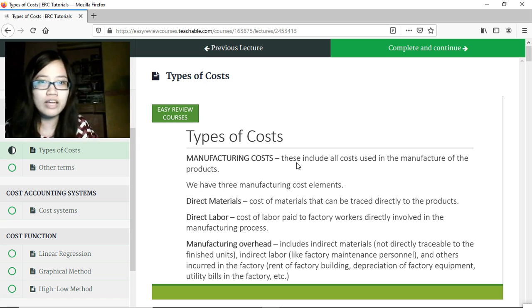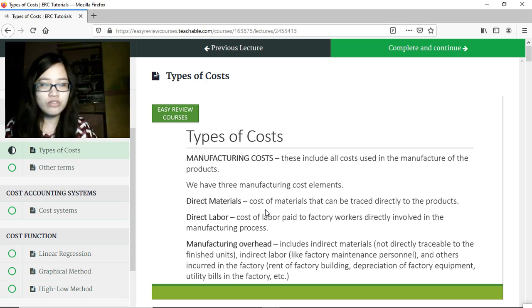So to begin, we have the types of cost. First is the manufacturing cost, since we're involved in determining the cost of the products that have gone through a manufacturing process. So, lahat ng cost involved sa pagbuo or pagpo-produce ng isang product, so yun yung tinatawag natin na manufacturing cost. Meron tayong tatlong manufacturing cost elements. Ito yung ating direct materials, direct labor, and manufacturing overhead.